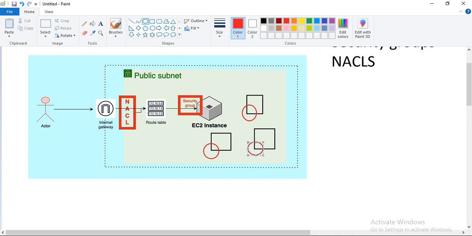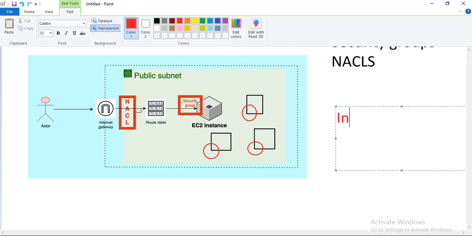Let's talk about inbound rules. Inbound rules determine the traffic that is allowed to reach the EC2 instance, whereas outbound rules control the traffic leaving the instances, meaning what traffic is leaving the instances. These are the two rule types, inbound and outbound.